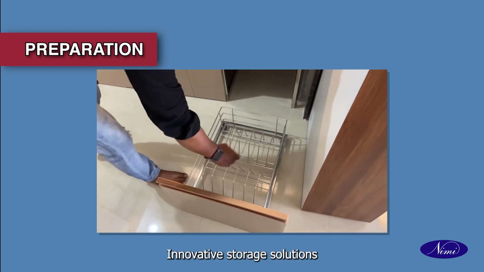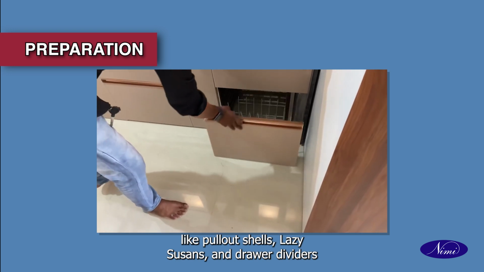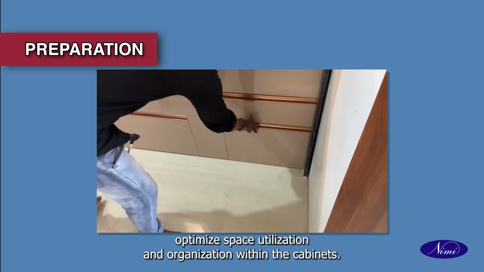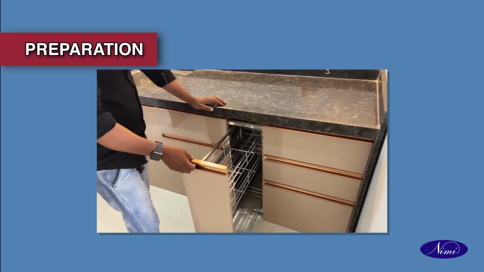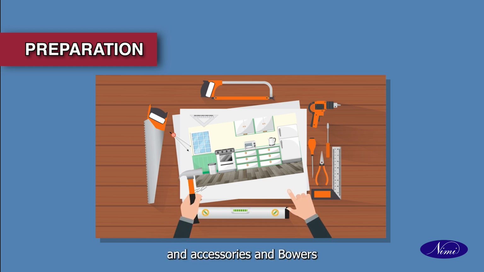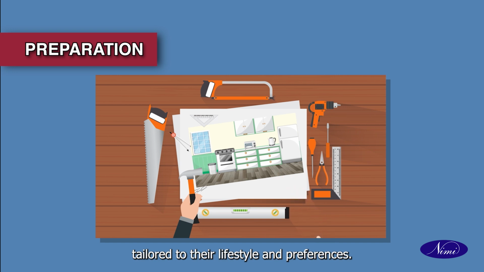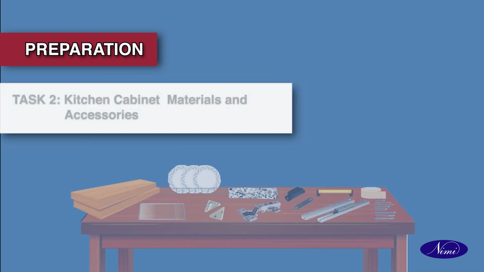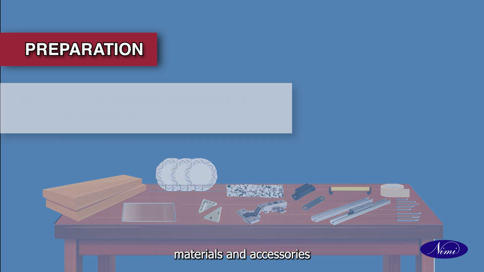Innovative storage solutions like pull-out shelves, lazy Susans, and drawer dividers optimize space utilization and organization within the cabinets. Understanding the diverse array of materials and accessories empowers homeowners to craft personalized and efficient kitchen space tailored to their lifestyle and preferences. Task 2. Kitchen cabinet materials and accessories.